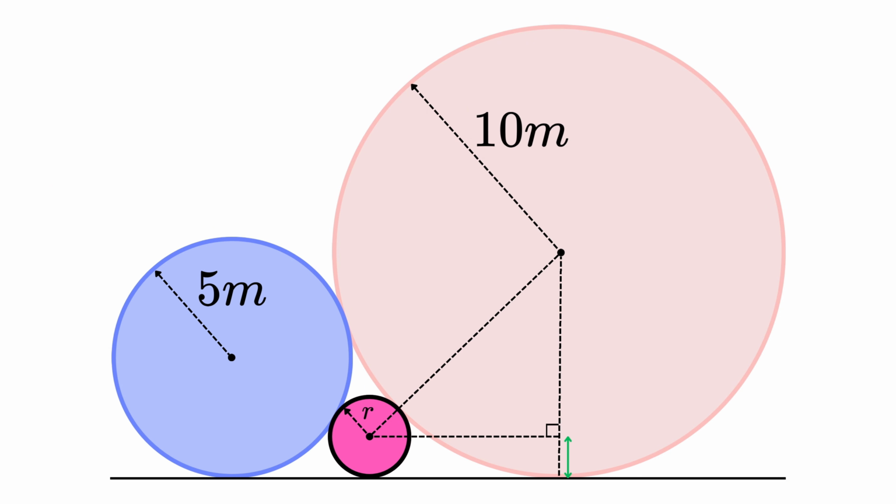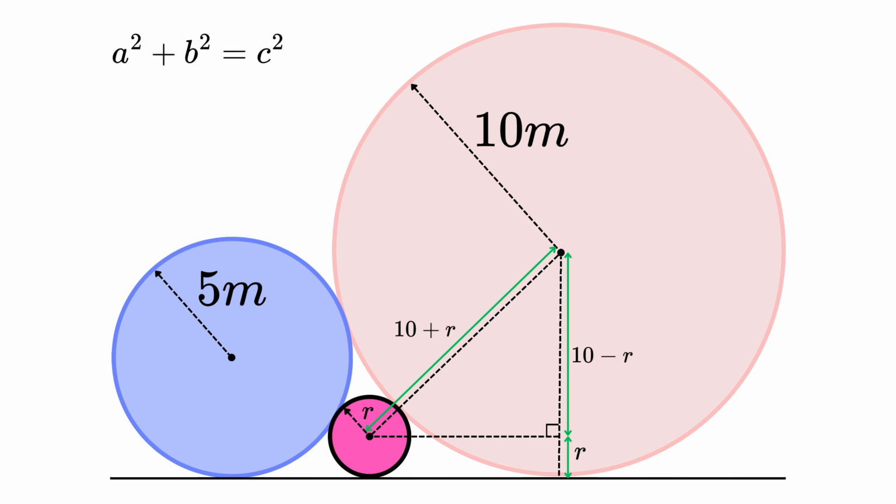We know that the distance from the ground to our horizontal line is equal to r, so the length of the first side of our triangle is equal to 10 minus r. And similarly, we know that the radius of our large circle is equal to 10, and the radius of the small circle is r, so the length of our hypotenuse is equal to 10 plus r. Now we know 2 of the lengths of the sides.